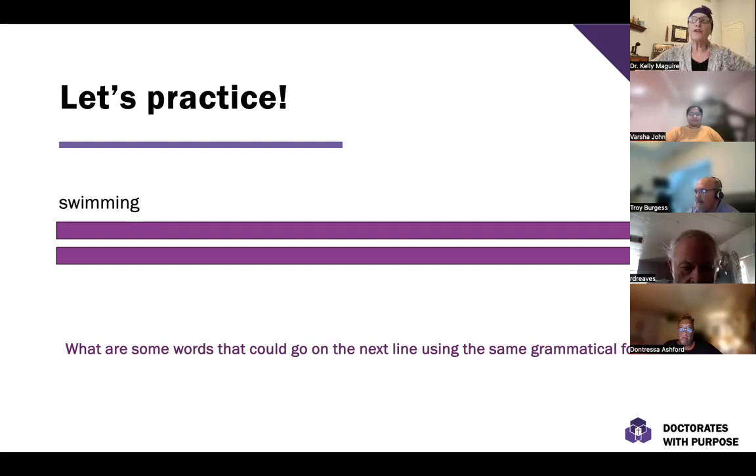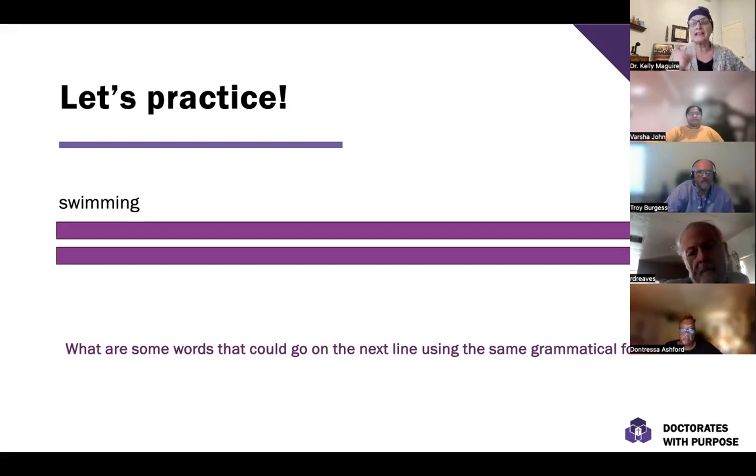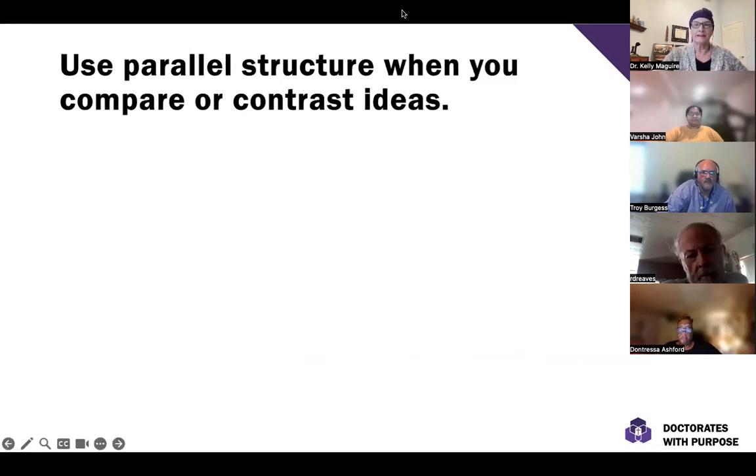Now, we were all suggesting things that were the similar idea, almost like a sports activity. But could we also say eating? Would that work? Yes. Absolutely. Very good. Because it has that same grammatical format. Fantastic. It's a gerund format in writing.